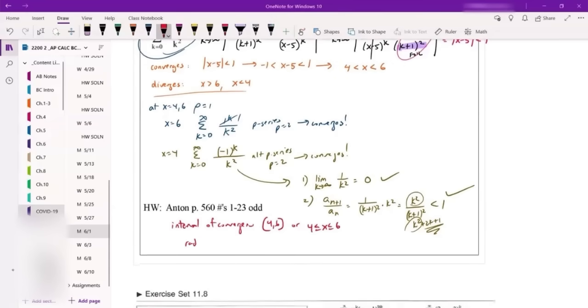If the denominator is larger than the numerator, then that means that the fraction is less than 1. That means that your terms are decreasing. Magnitude of terms decreases to 0.